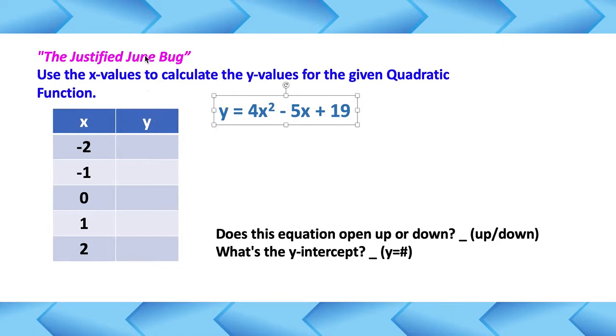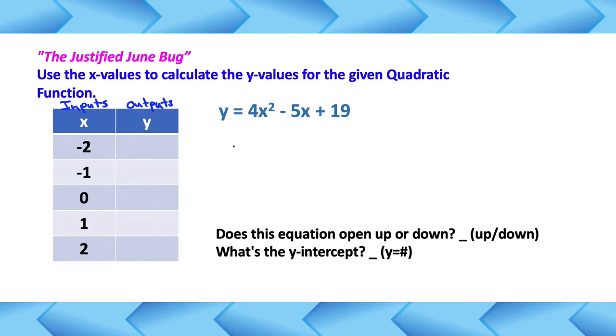Let's do the justified Junebug. Use the x values to calculate the y values for the given quadratic function. So we have 5 inputs. x values are also known as inputs because they go in to a function, and then the y values are the outputs. I'm going to draw the first one by hand, and then I'm going to use a calculator. So here we go.